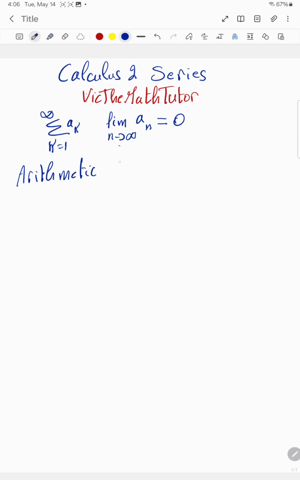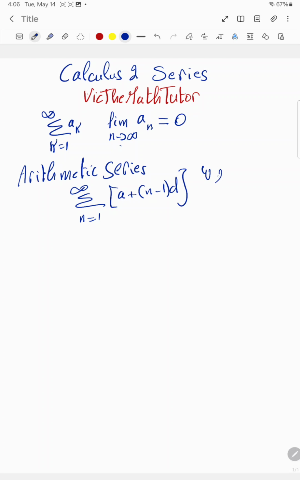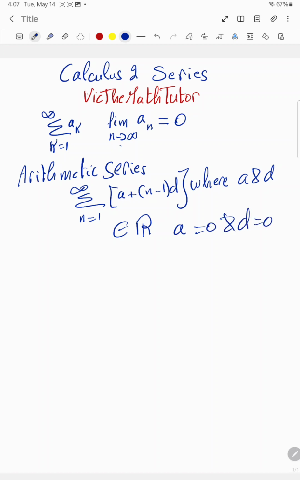So now let's do the arithmetic series. Arithmetic series resemble this one: the sum for n equal 1 to infinity of a plus (n minus 1) times d, where a and d belong to R. They are real numbers, and an arithmetic series always diverges. It only converges when a and d are equal to 0.